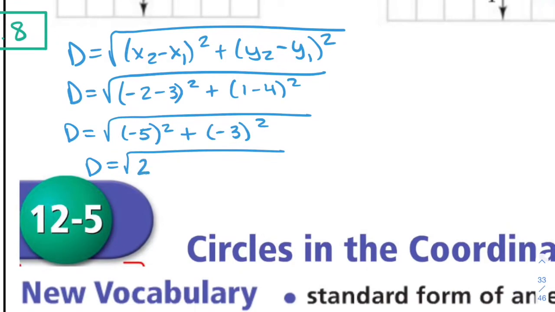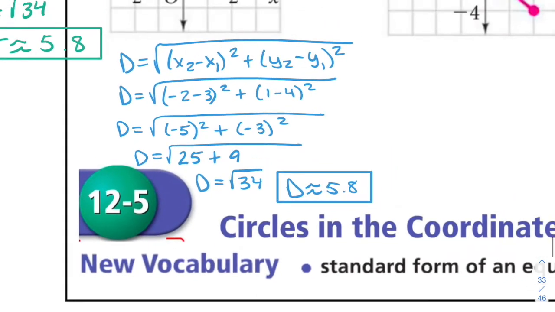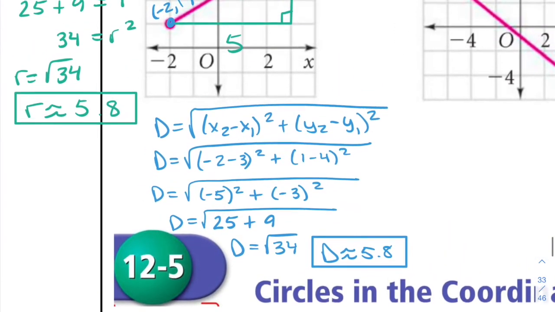So 25 and 9. So distance is equal to the square root of 34. So the distance is equal to, oh, we already have it, 5.8. So distance is approximately 5.8. So we get the same answer regardless if we use the Pythagorean theorem or the distance formula, because they're the same thing in terms of their result.